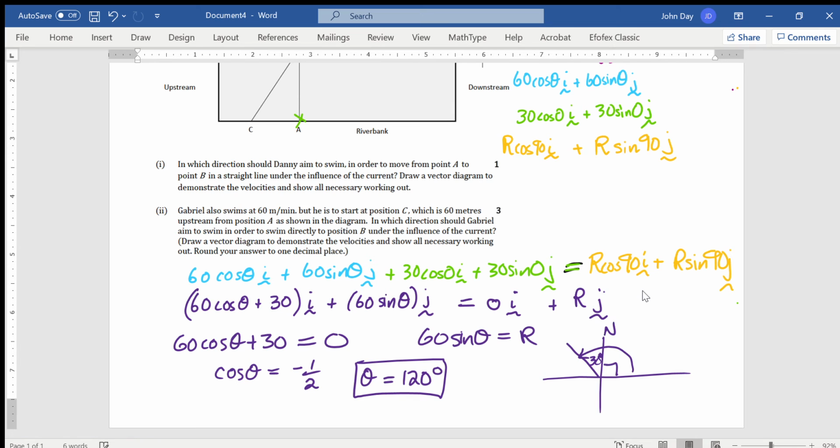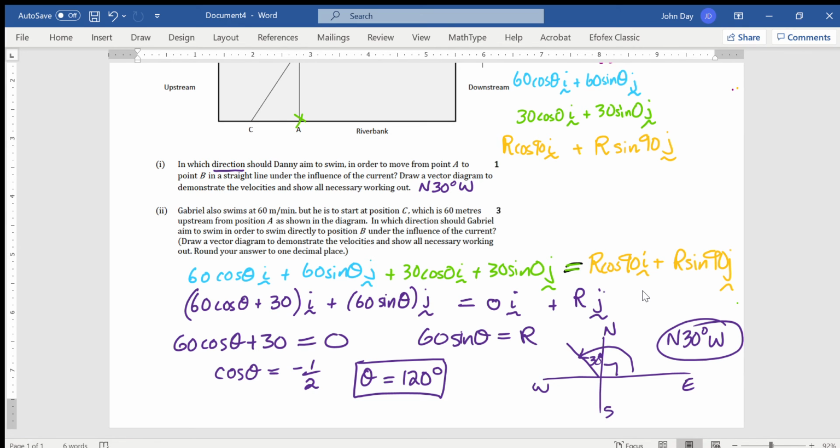But since we're talking north, south, east and west, I can look at that and say that's north and 30 degrees towards the west as my answer. All right, so the question, in which direction should they aim to swim? The answer was north 30 degrees and west.